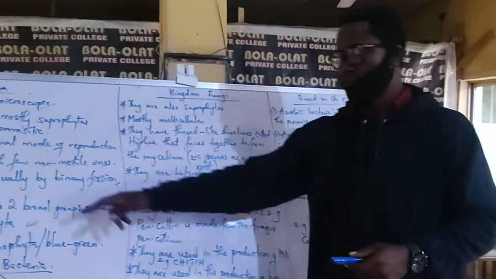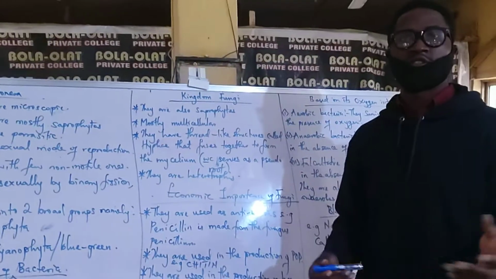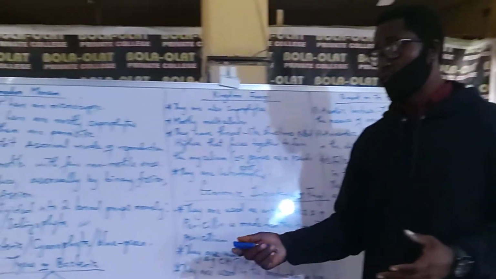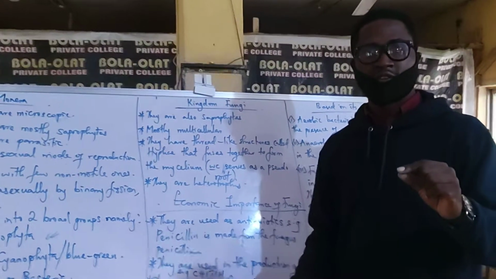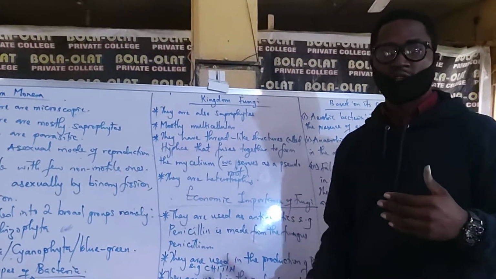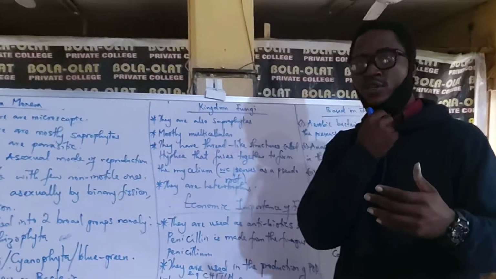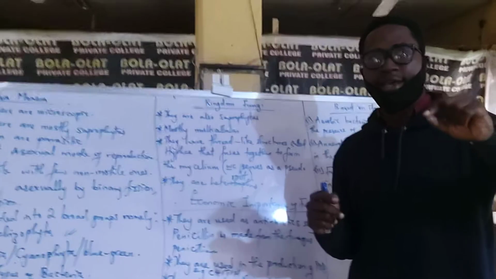So let's start off with bacteria. If somebody walks up to you and says, give me examples of bacteria, what would you tell the person? You tell the person based on what? Now, classification of bacteria could be based on its oxygen intake or based on its shape. If we have to classify bacteria based on its shape, we have round circular bacteria. Those ones are called cocci.